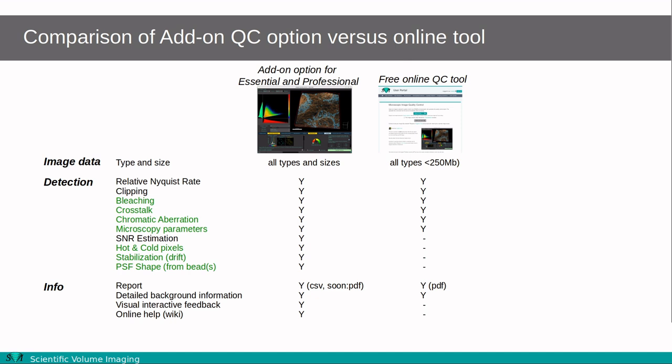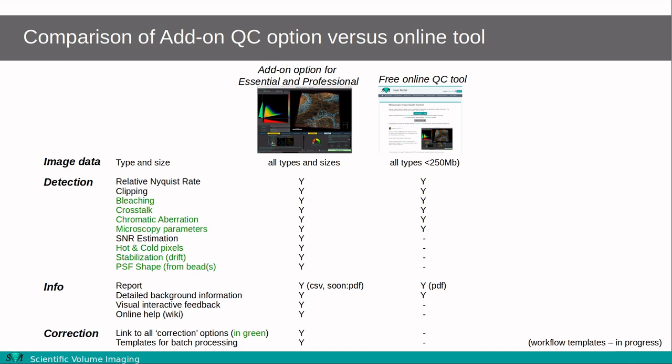The results are presented as a report, and this report is in a comma-separated file with the numbers. Soon we hope to also offer you a PDF with the add-on option, and the free online quality control tool only generates a PDF. Both contain detailed information about every single problem in the image. The add-on option only has the visual interactive feedback and the online help, so links to the online wiki pages in addition to that.